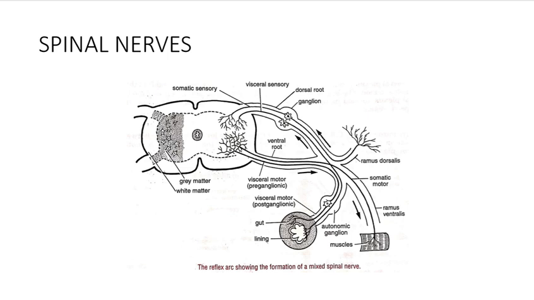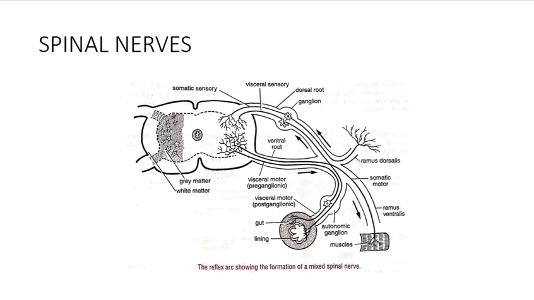Similarly, according to the region of their attachment in the spinal cord, these spinal nerves are named as cervical nerves, which are 8 pairs, thoracic nerves 12 pairs, lumbar nerves 5 pairs, sacral nerves 5 pairs and coccygeal nerve 1 pair.